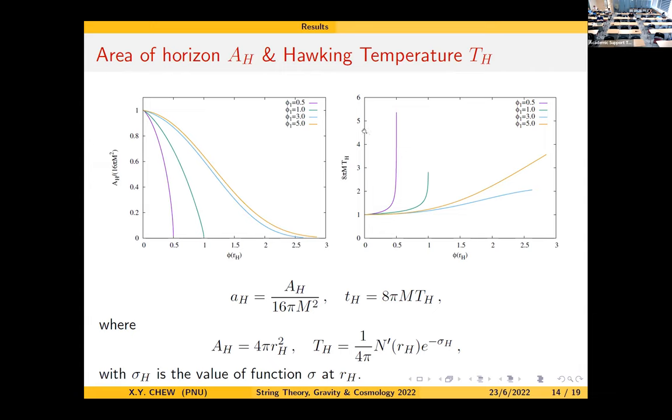Now we look at the Hawking temperature. When we increase the scalar field at the horizon from zero until it approaches the global minimum, the Hawking temperature diverges in that limit for phi 1 equal to 0.5 and 1.0. And for phi 1 equal to 3.0 and 5.0, we are unable to generate the solution anymore, but we expect the Hawking temperature for these two branches of solutions will diverge as well when the value of the scalar field at the horizon approaches the global minimum.